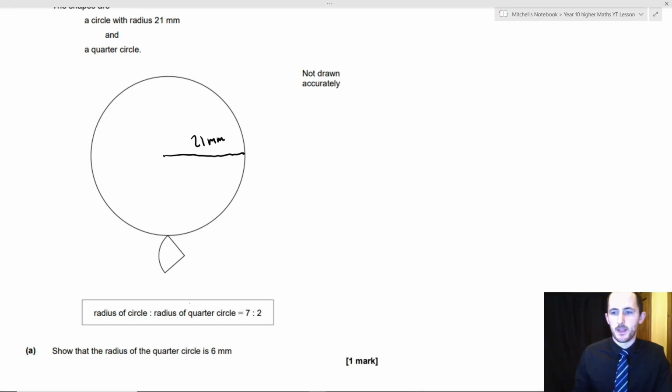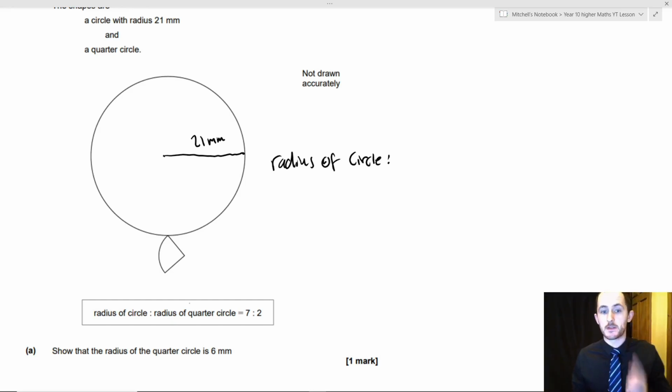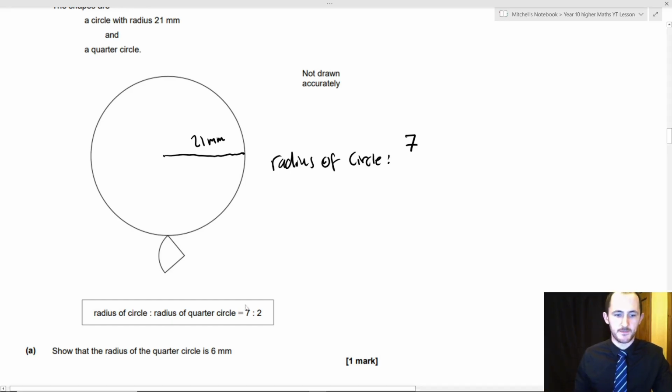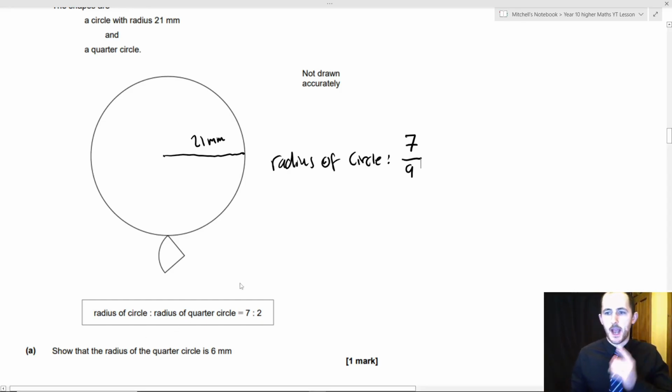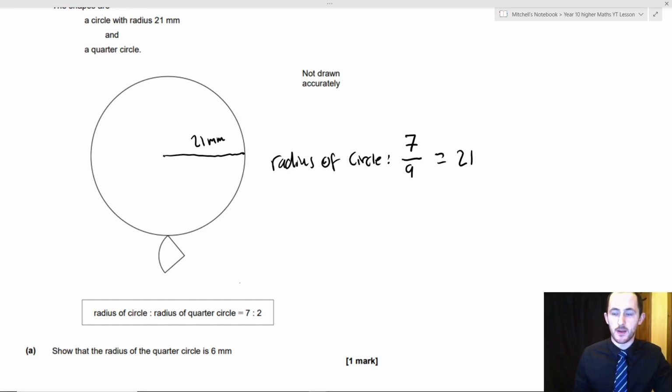So if you remember, the radius of the circle, if I change that ratio into a fraction, is going to be 7, right? Because that's the side we're looking at. Thank you very much. Is 7 because that's the side we're talking about, right? 7 over 7 plus 2, 9, right? That's just how I change a ratio into a fraction. Okay? And 7/9 is equal to 21, right? Because that's what the radius is.